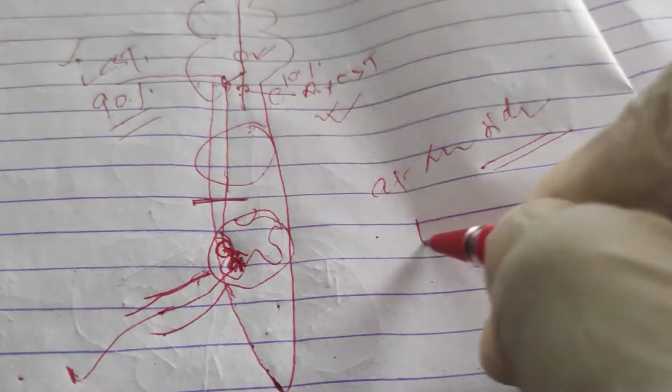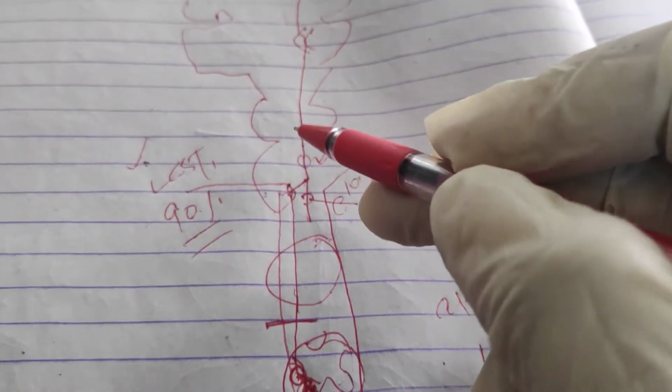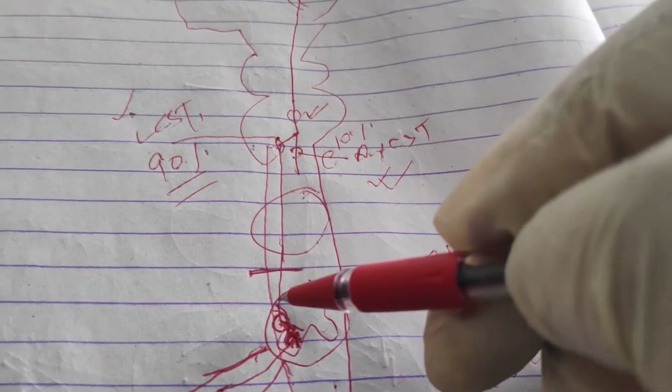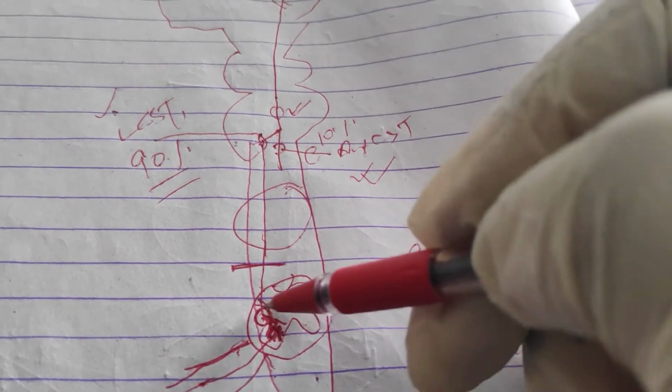So at the site of lesion there is lower motor neuron type of lesion, and below the level of lesion there will be upper motor neuron. Upper motor neuron is this which is carrying direct from the cerebral hemisphere, and it puts an inhibitory influence over this neuron.